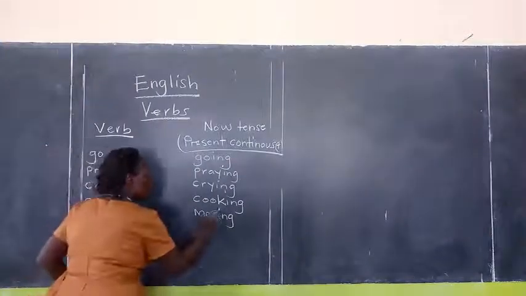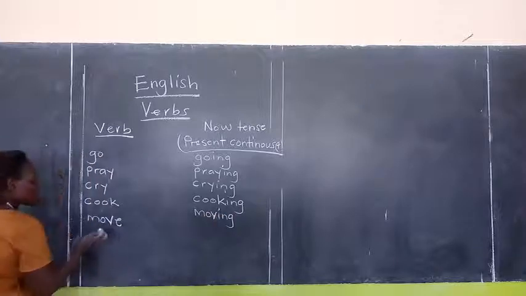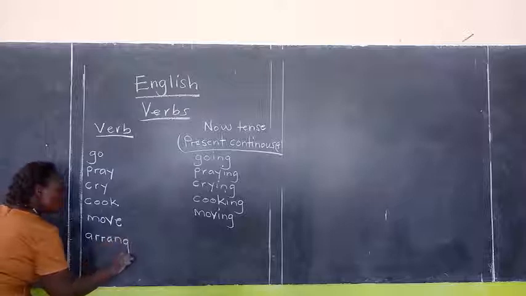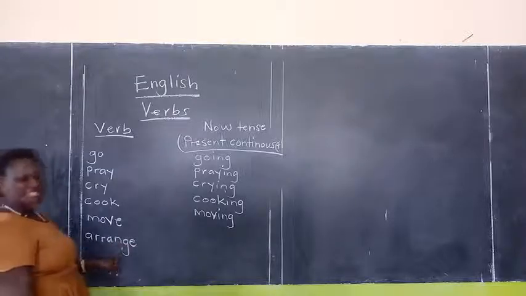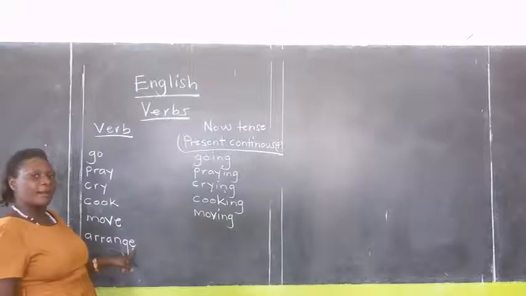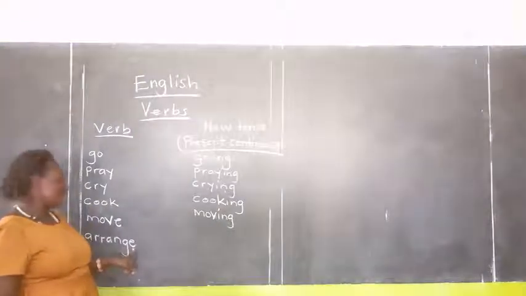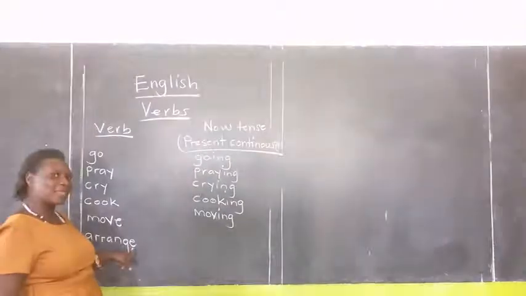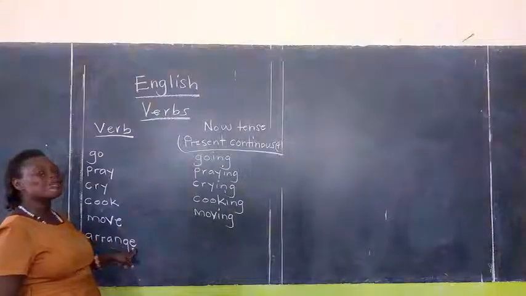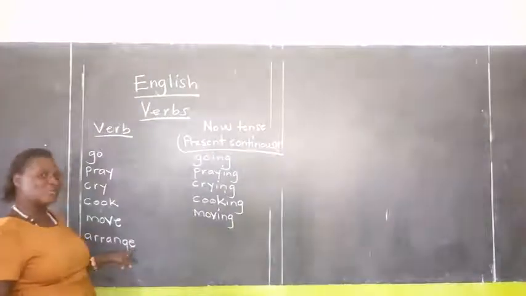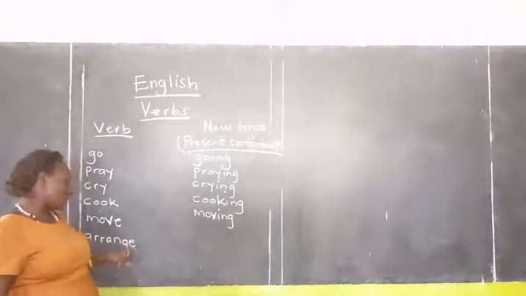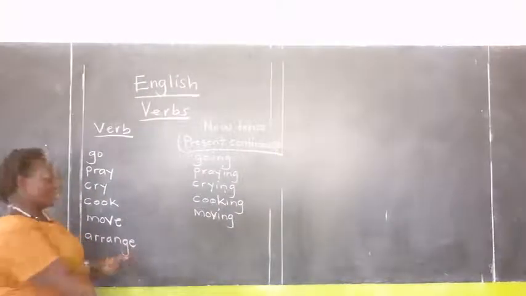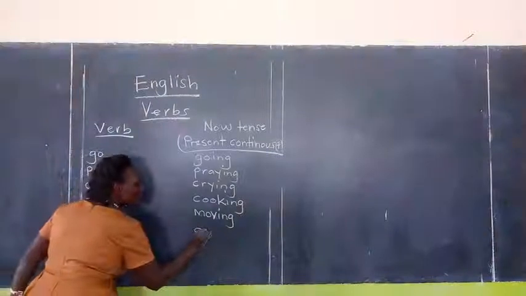Okay? Then we also have arrange. You can arrange anything. This verb here, arrange, is also ending with a vowel. Again, we are not going to bring back this vowel when changing it into present continuous tense or into now tense. What we are going to do, we are going to get rid of this and replace it with ing like this. Arranging.